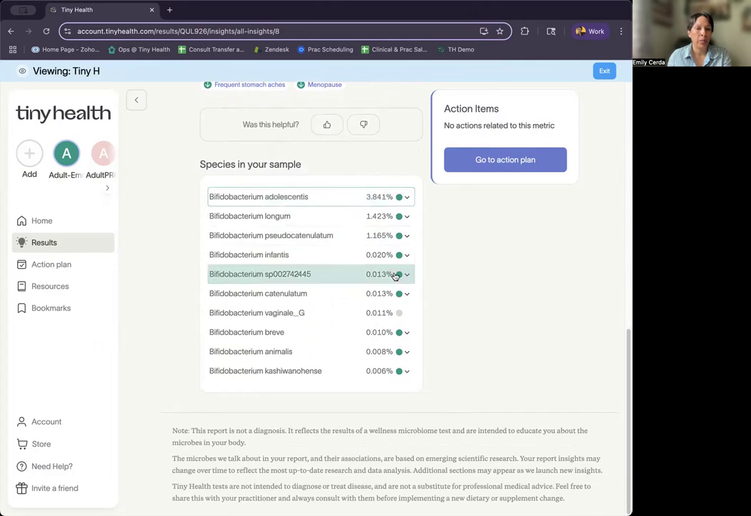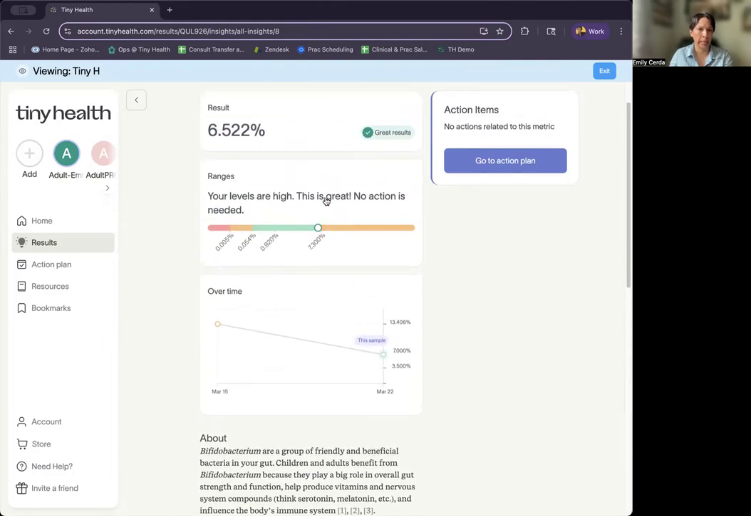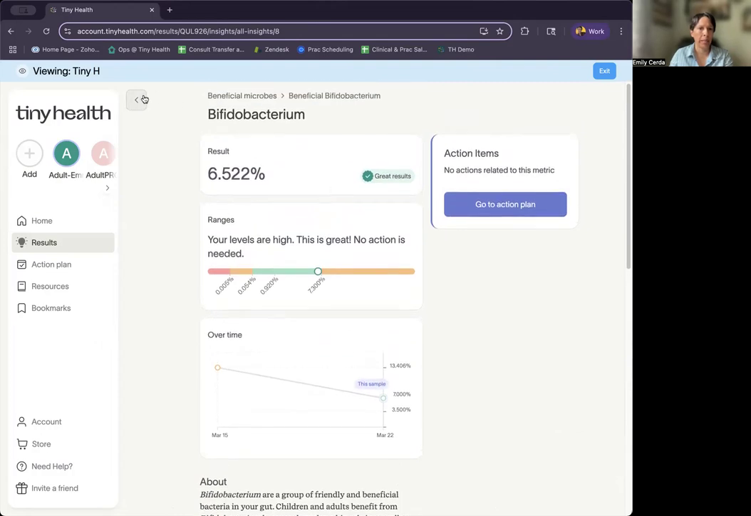We'll also be able to see species in the sample. This can be really helpful, especially if we're looking at an infant or even a toddler, to make sure that they have beneficial Bifido strains in there, especially for HMO digestion. So this is helpful. We see a lot of diversity in this individual, which is what we would like to see. And that is Bifidobacterium.